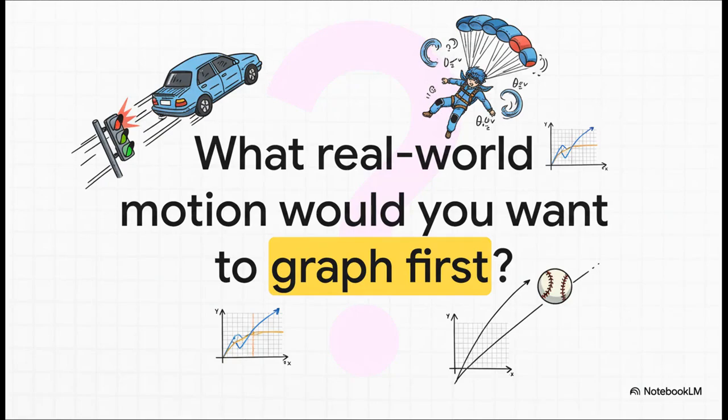So, there you have it. We've gone from the simple difference between speed and velocity all the way to the complex journey of a skydiver. You now have the tools and the tricks to analyze motion and really ace those exam questions. So the only question left is, now that you can see the physics behind every single movement, what's the first real-world thing you'd want to graph?